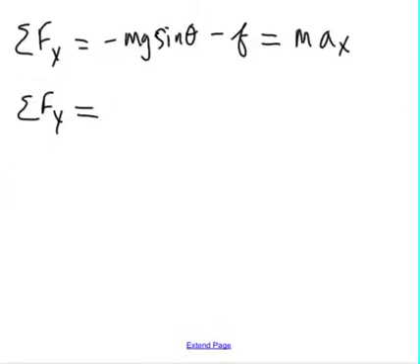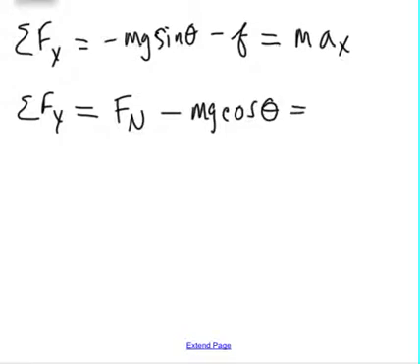So what we can do is say this is the normal force minus mg times the cosine of the angle, and that equals the mass times the acceleration in the y direction, but the ramp will ensure that there will be no acceleration in the y direction. Now we have our two equations from Newton's second law.